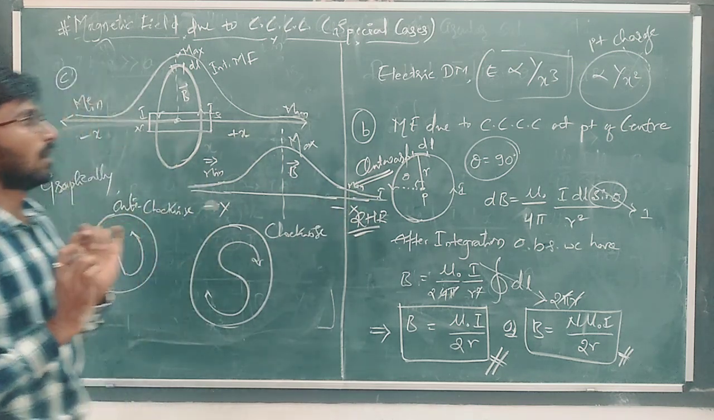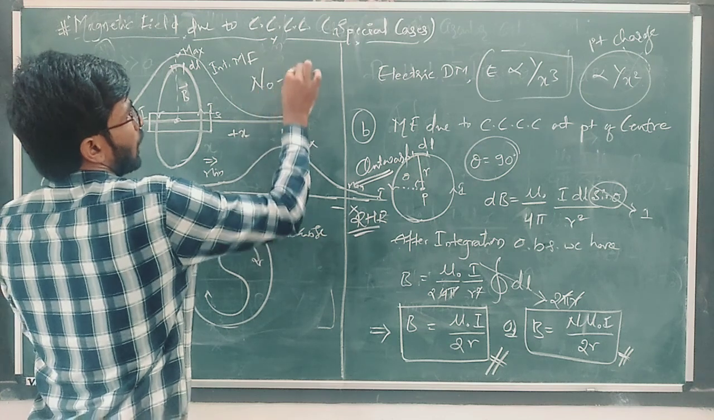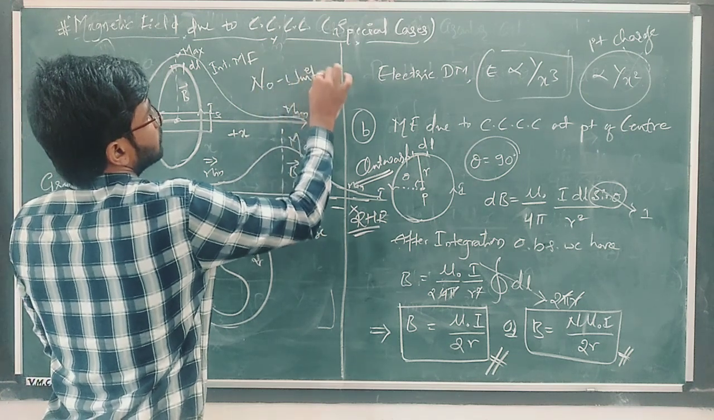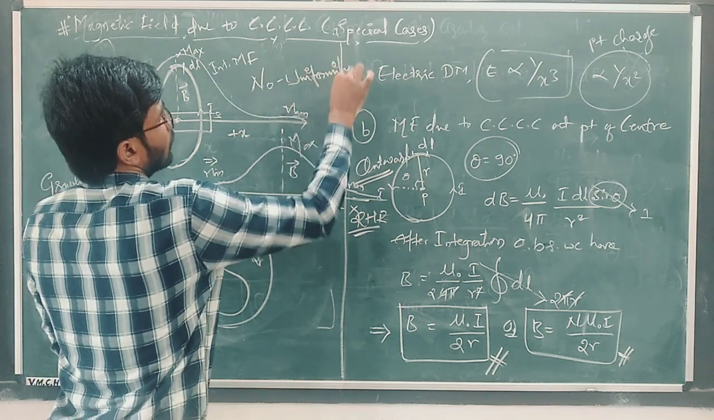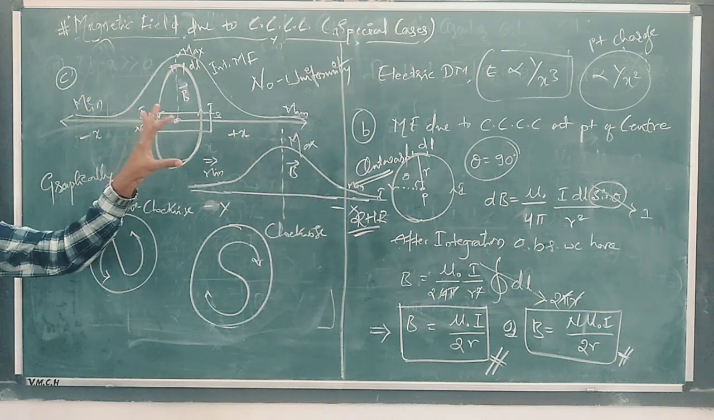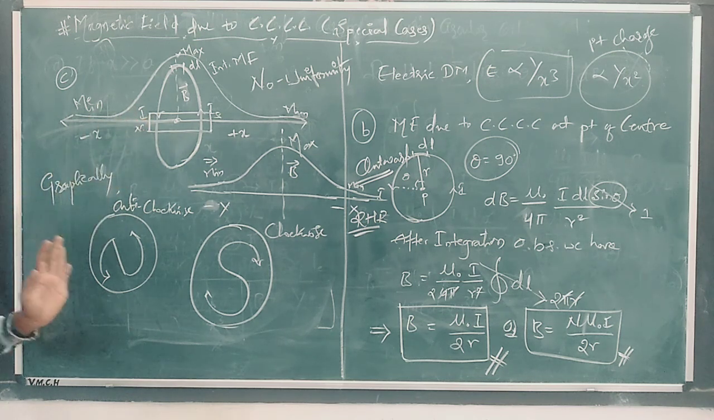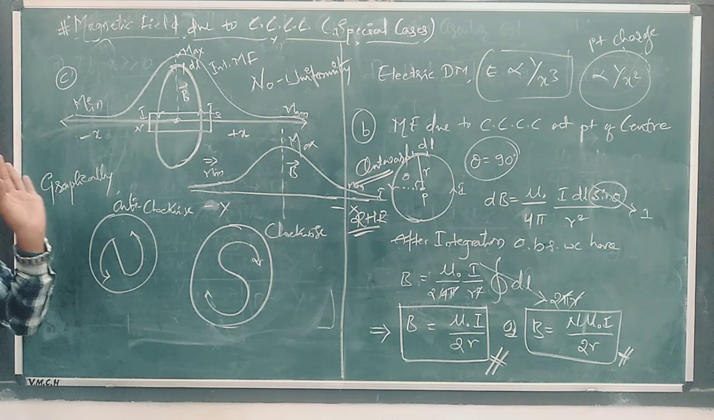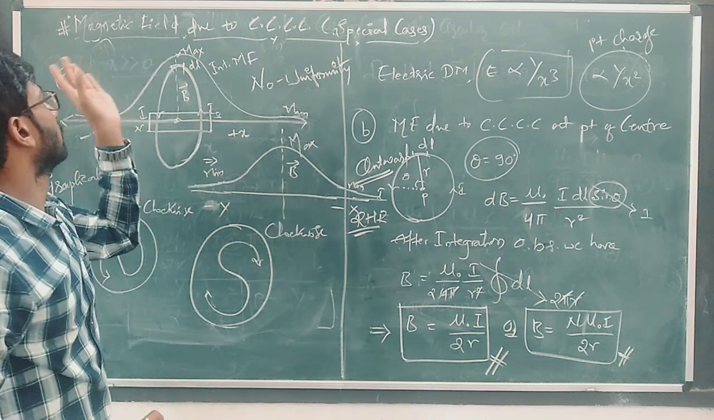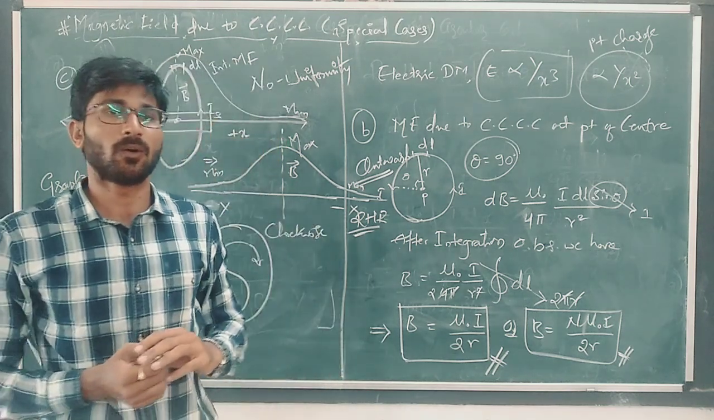So from this, what are we going to conclude here? There is no uniformity in the magnetic field in this case. This is the conclusion, okay. So this is all about the special cases related to the magnetic field due to a current carrying circular coil.